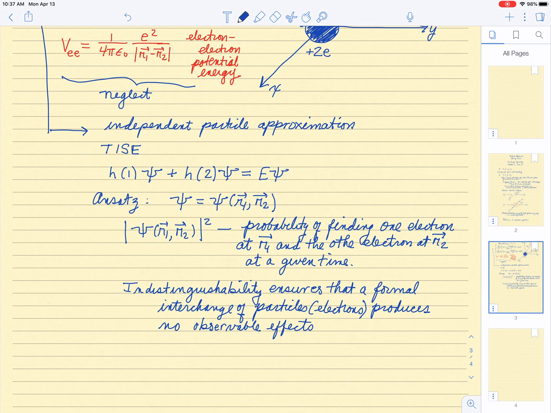So I'd like to end right there because the next part is going to introduce what is called the exchange operator, which is not in your textbook, and so that's going to take me a little bit of time to develop. So I'm going to end this lecture right here, and we'll pick up with part 11.